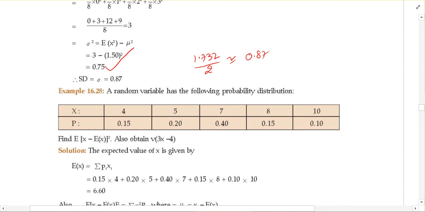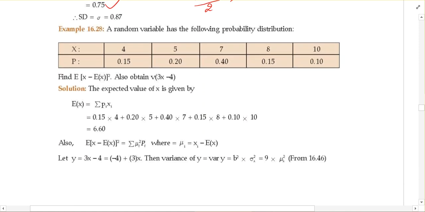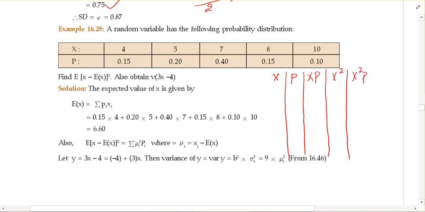A random variable has the following probability distribution. The probability distribution is already given. 4, 5, 7, 8 and 10 are the possible values. We draw it this way. 4, 5, 7, 8, 10, with probabilities 0.15, 0.20, 0.40, 0.15, and 0.10. Okay, this total is obviously 1, but we just cross check. This is okay, 1.0, correct.